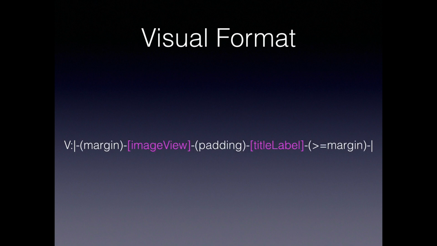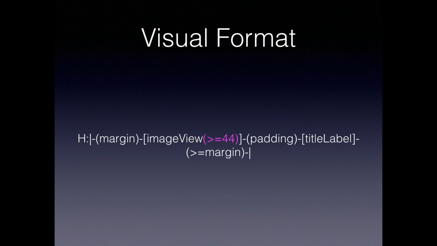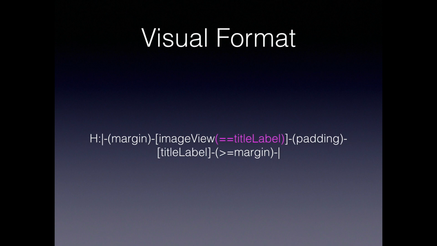And then the actual views, they're just represented by their names in square brackets. And then you can even give your views very specific sizes inside the square brackets, so we can specify this is going to be 44 wide. And then even those can be greater than or equal to, or less than or equal to. And you can even set them equal to other views, just like regular constraints, except we've managed to do all of this with one string at this point.